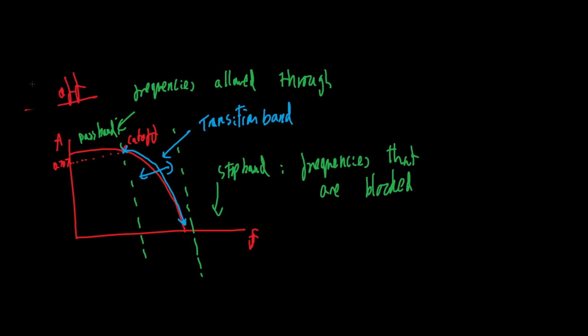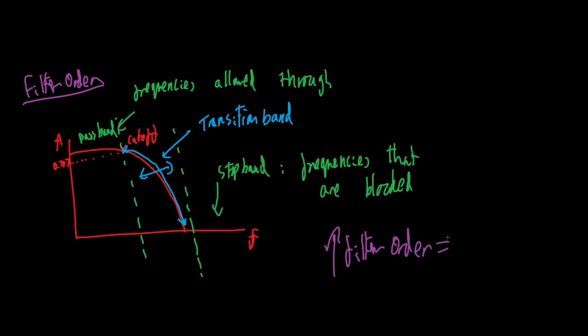Now filter order, if you can just read this. Filter order. Now the higher your filter order, the smaller your transition band. A higher specification filter will have this region here smaller. So a better filter would probably look like this. So cut off there, and you can see it has a very, very small transition band.